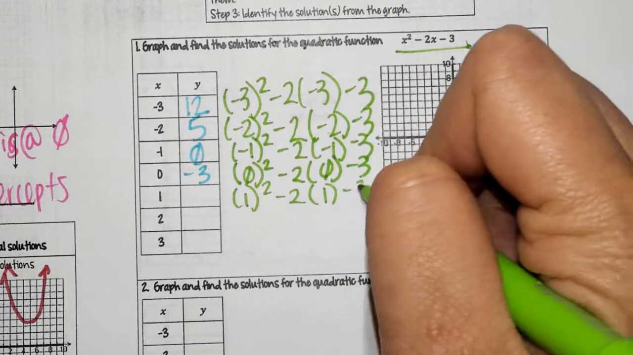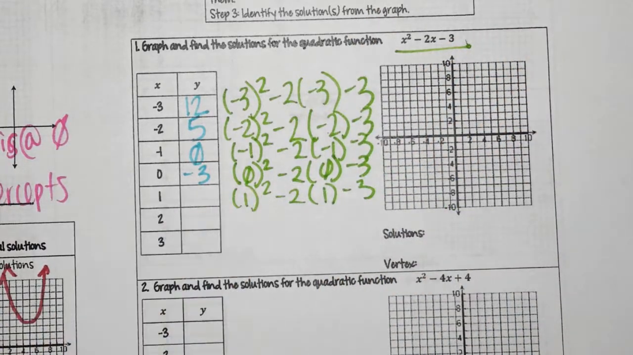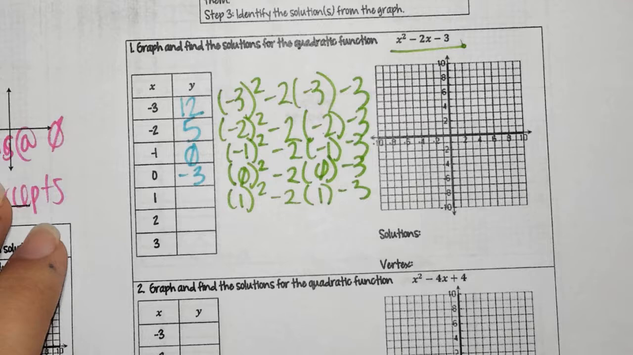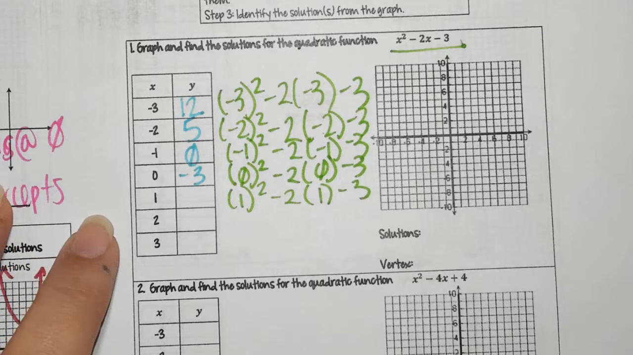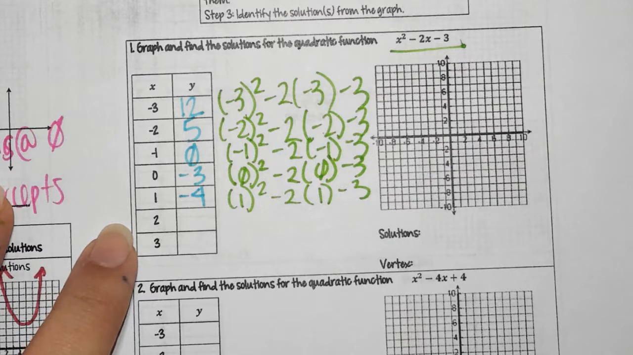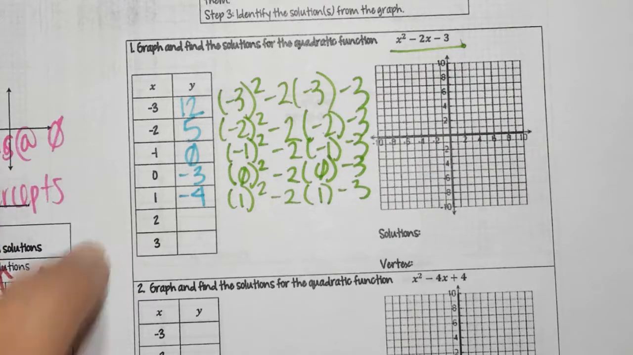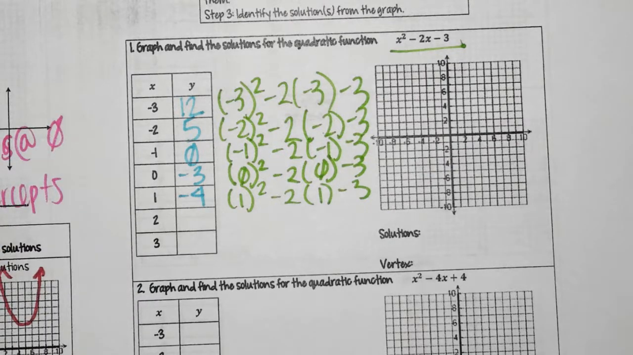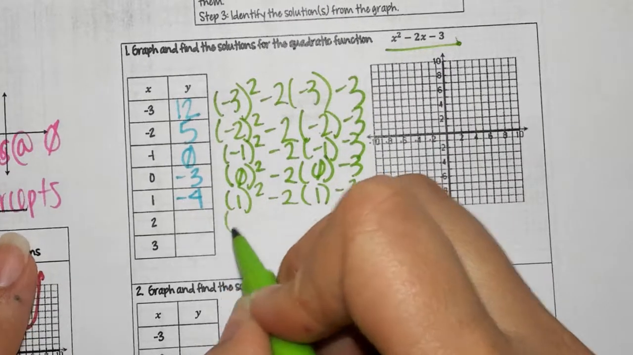Okay. All right, what's 1 squared? 1. What's 2 times 1? 2. What's 1 minus 2? -1. And what's -1 minus 3? -4. Yeah. All right, now let's plug in 2.